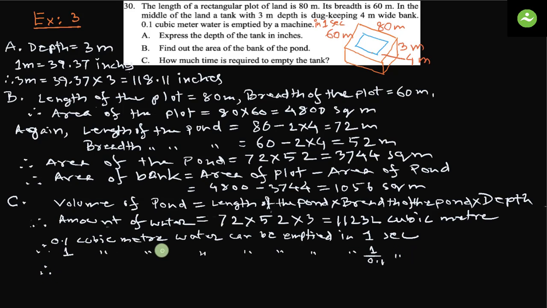Therefore, the total amount of water, we already found out, 11232 cubic meter, can be emptied in, so we have to multiply 1 into 11232 divided by 0.1 equals to, now simplify, multiply by 10 both numerator and denominator, then it will be 112320 second.